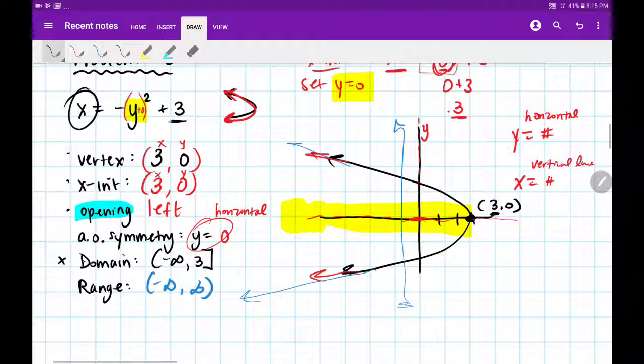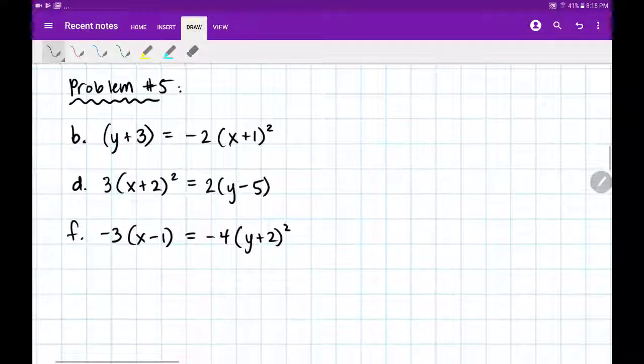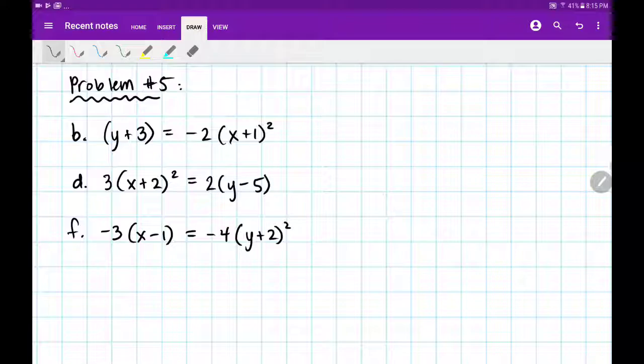All right, so we are done. We're almost done, actually. We have only one more problem. Okay, for number 5, I love these problems because there's no work to show. You just use the tricks we talked about earlier.